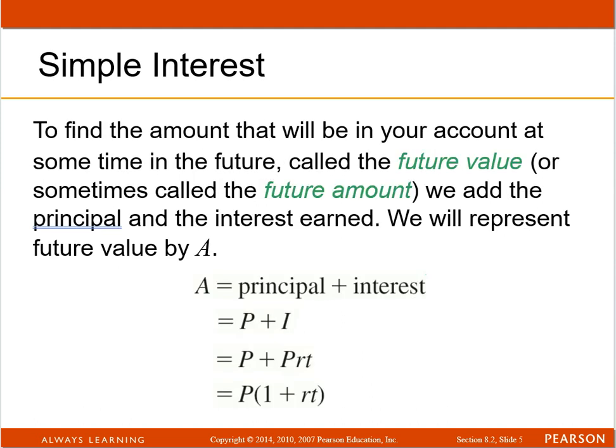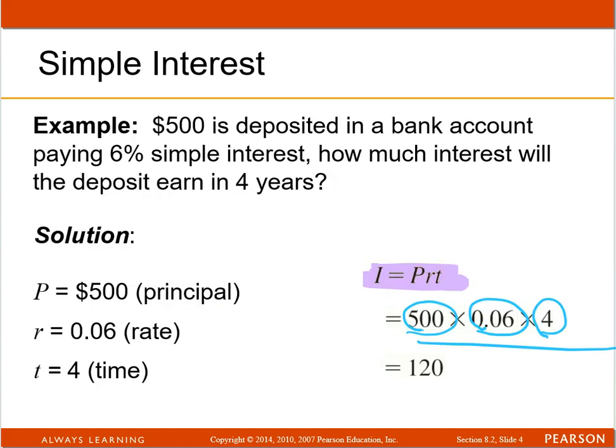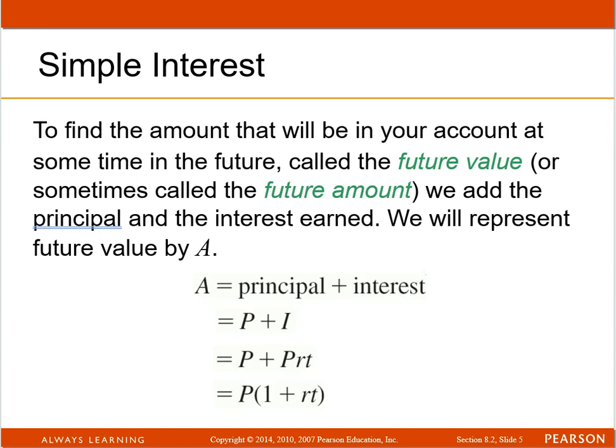Okay, now that last problem, let me go back one slide. Since I had earned $120, if I added back the 500 that was already in there, my bank account should say $620. That would be the future value. That's how much money I should have in 4 years. Well, you can work it that way. You can calculate interest, I equals PRT, and then just add it back to the 500, or you can use a new formula, which is the second formula on that handout, which is called the future value formula.